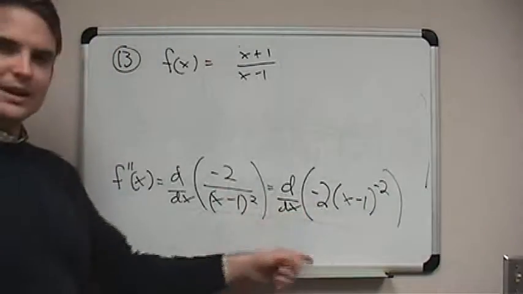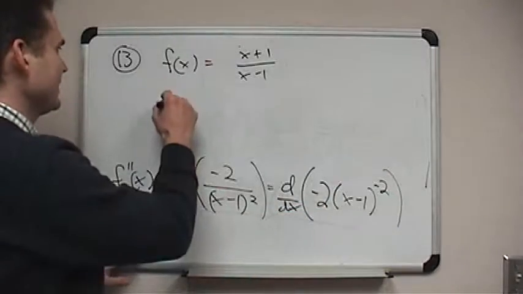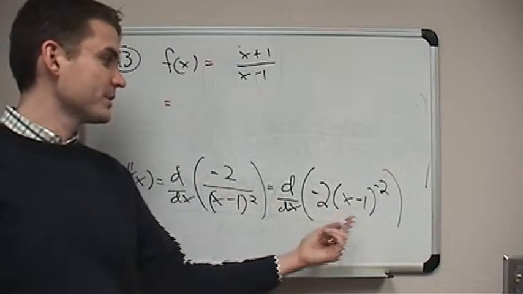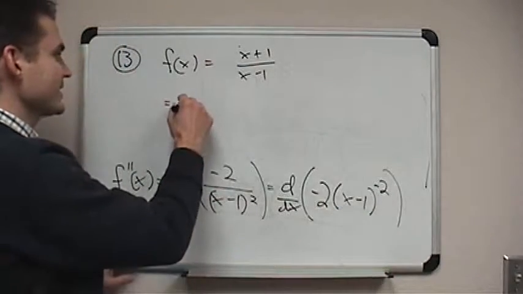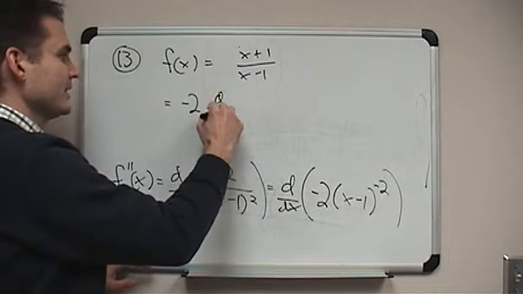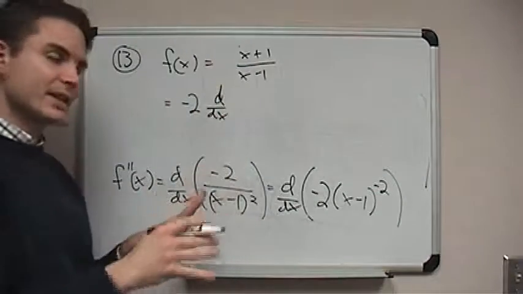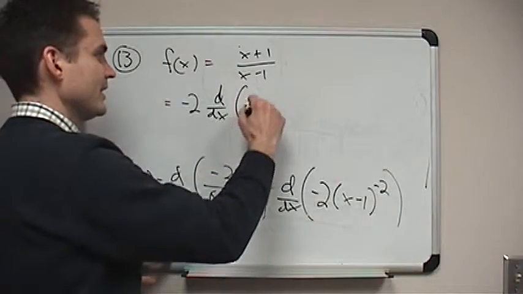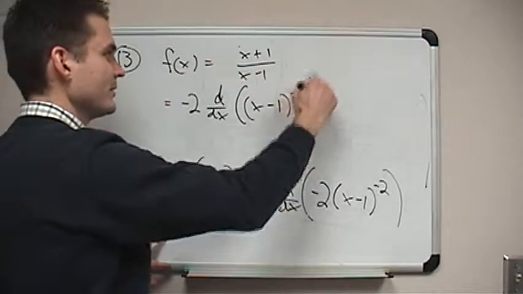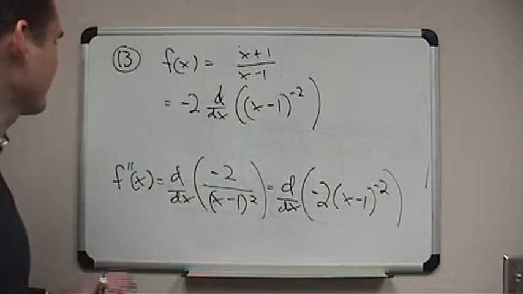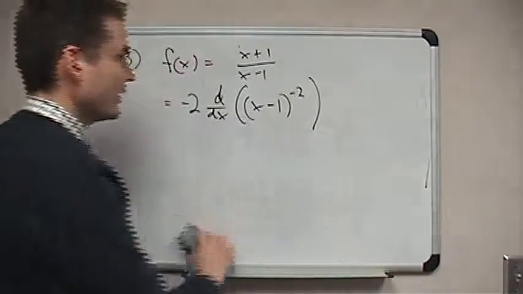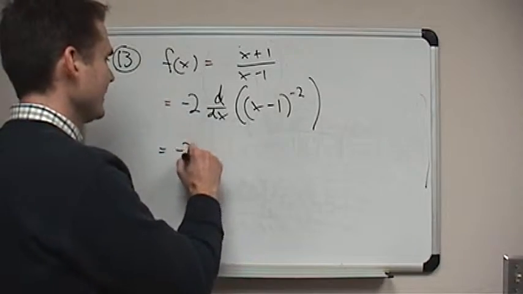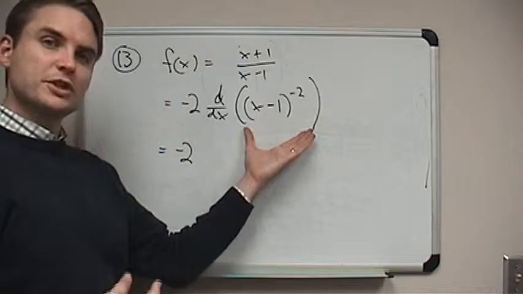Now when I compute the derivative of this, what am I going to do? Well, I'm computing the derivative of something which is being multiplied by a constant. So it's negative 2 times, now keep in mind I'm working on the second derivative, so the second derivative is going to be negative 2 times the derivative of x minus 1 to the power negative 2. So what about that? Well, that's something I can use the generalized power rule on. So I get negative 2, and what does the generalized power rule say?